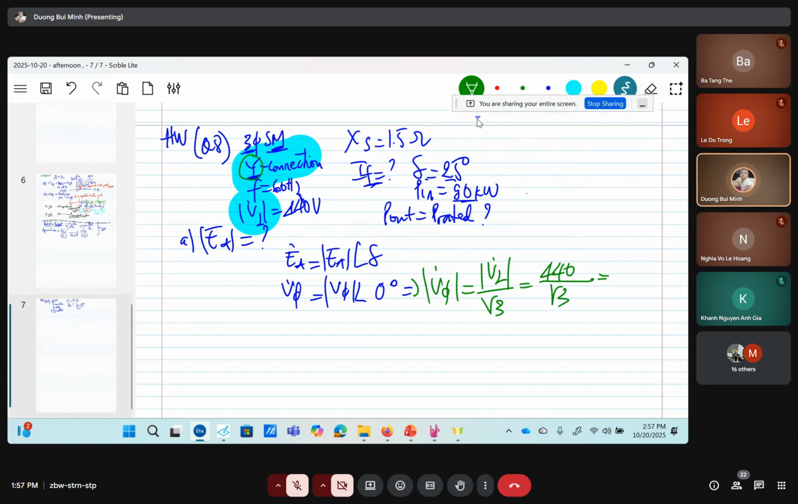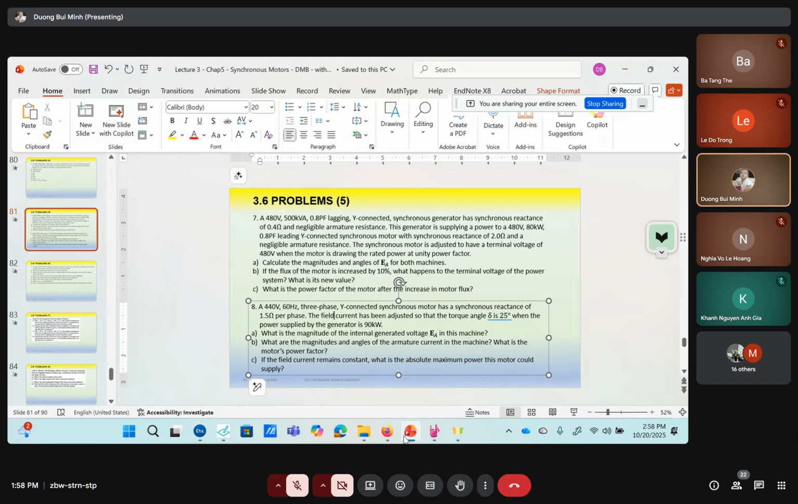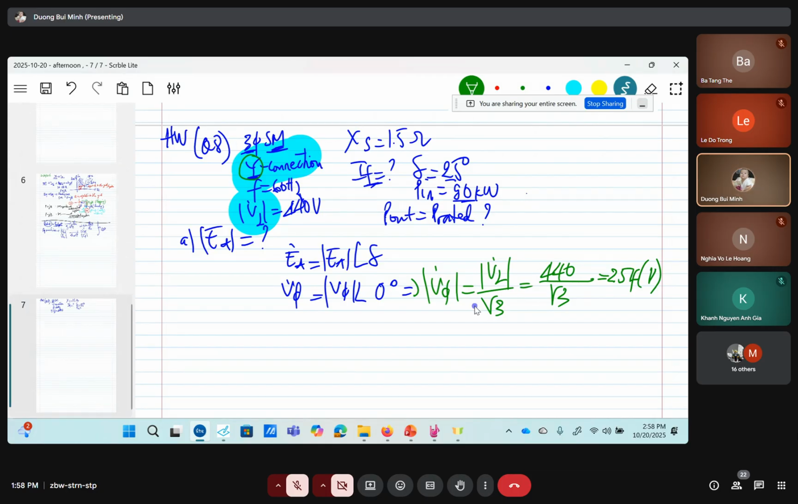440 over square root of 3, so we can get 254 volts. Now we can get V phase as 254 with 0 degrees. Okay, so we would like to calculate this one.